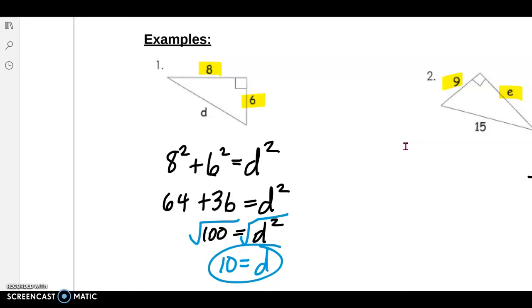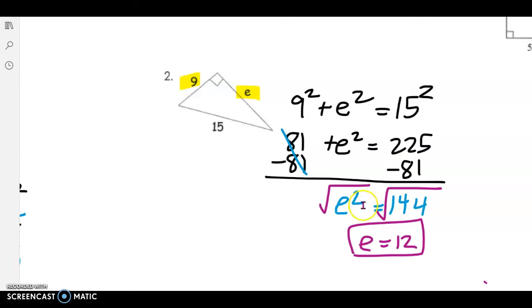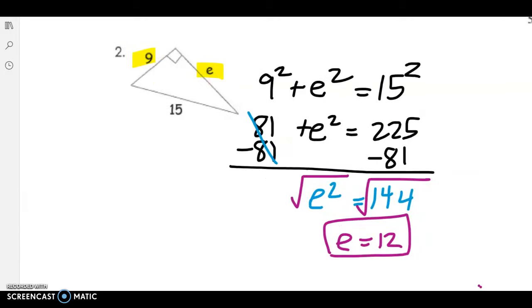Now, number 2 was different because this time I did not give you both legs. One of the legs is 9, the other leg is E. We don't know that leg, but we do know the hypotenuse. So I highlighted the two that go together, 9 squared plus E squared. And then the other side of the equation is 15 squared, because 15 is the hypotenuse. So this one was slightly different because when we squared them, we couldn't just add them together. We squared the 9 and got 81, 9 times 9. We squared 15. 15 times 15 is 225.